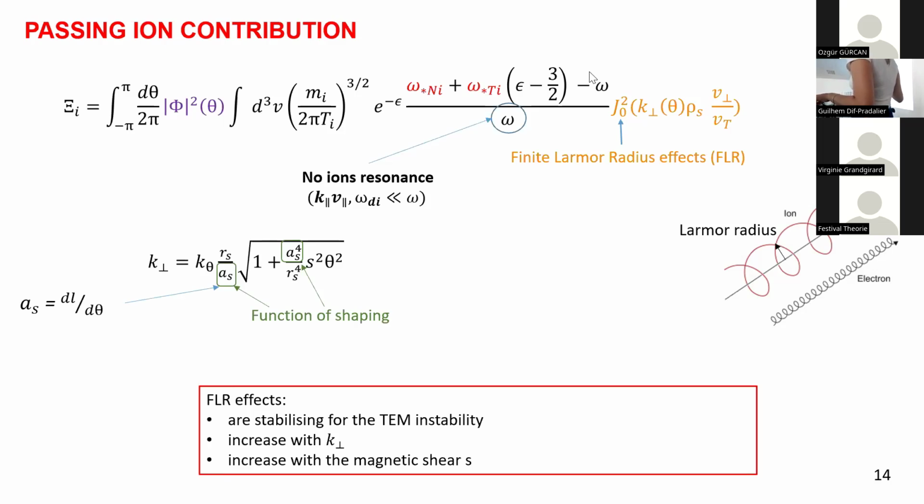This quantity here, the finite Larmor radius operator, is a function of shaping as well. This AS, this quantity here, is a bit technical; it is the derivative of the field line with respect to the angle theta. Finite Larmor radius effects are stabilizing for trapped electron instabilities, increase with the k perpendicular, which is the perpendicular wave number of the mode, and increase with the magnetic shear S. The magnetic shear is the shear of the safety factor.